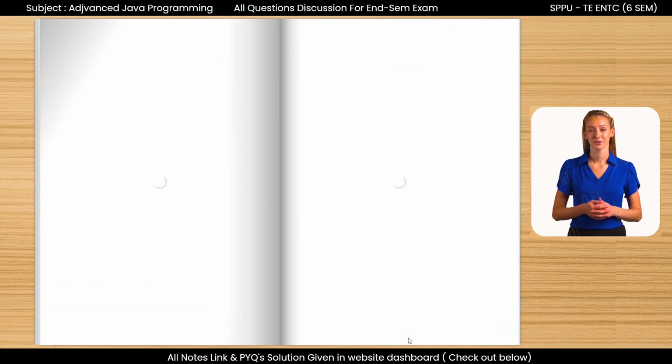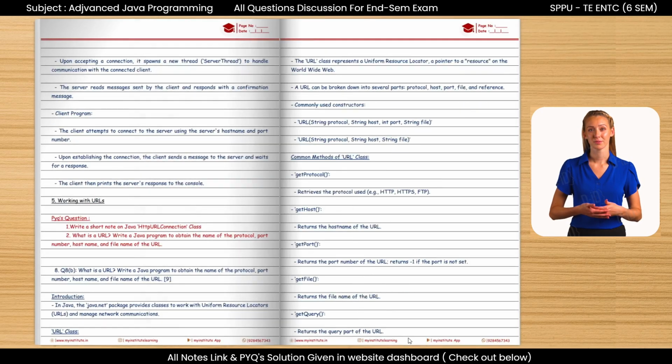Now let's move on to our next topic, which is the URLConnection class. From this topic, we can expect the question like, write a short note on Java URLConnection class. The URLConnection class is used to interact with web resources through the Hypertext Transfer Protocol. It allows sending requests, handling responses, and managing connections with web servers.